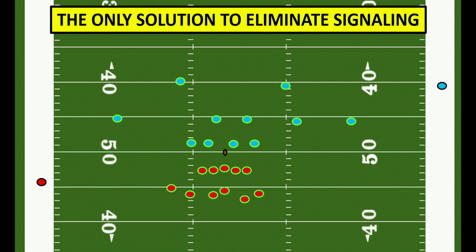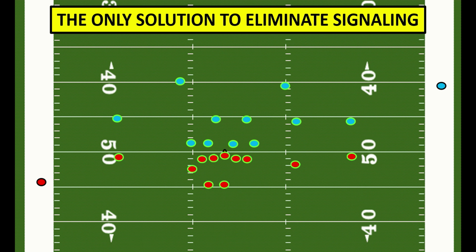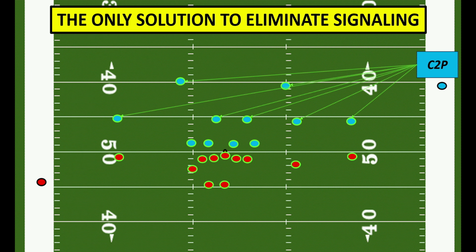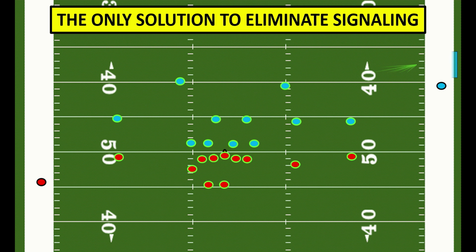So the only solution to get rid of signals and signal deciphering is to put coach-to-player comms in every single helmet. Let both coordinators talk directly to every player on the field. Then there's no need for signals. But until then, defenses will always have to be prepared to signal their play in against the threat of an up-tempo offense.